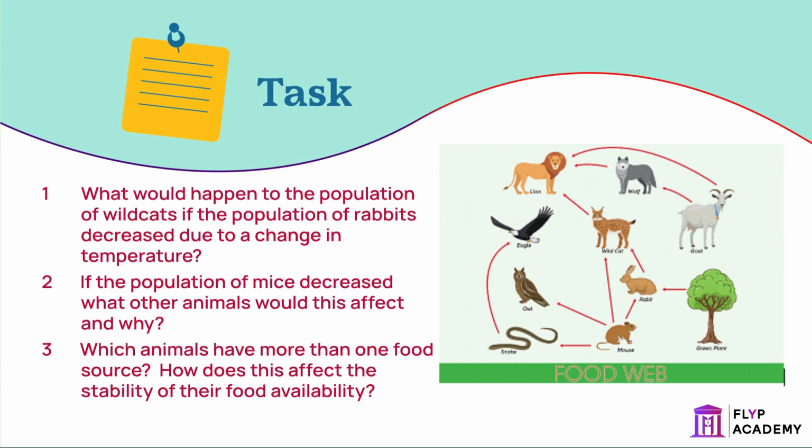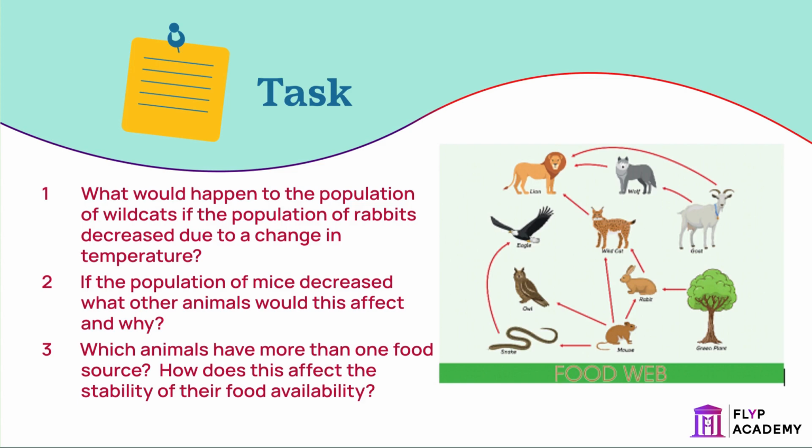If the population of rabbits was to decrease due to a change in temperature, the wildcats would have less food and their numbers may decrease. The wildcats would now only have the mice to rely on as their food source, and there may not be enough mice. If the population of mice was to decrease, the wildcat, owl, and snake populations may all decrease. The decrease in the snake population would cause the eagle population to decrease.